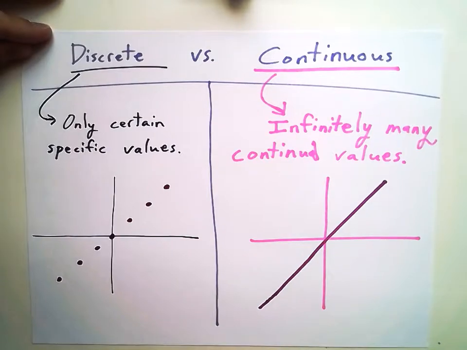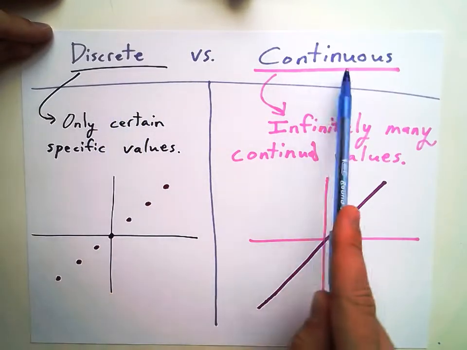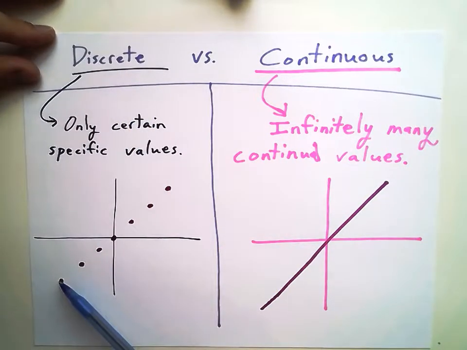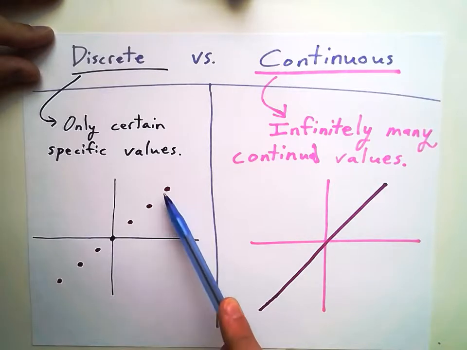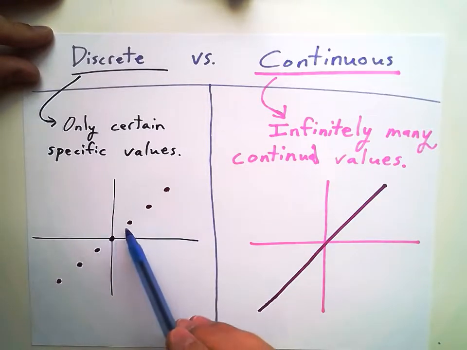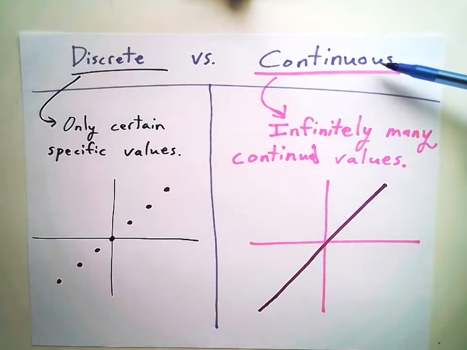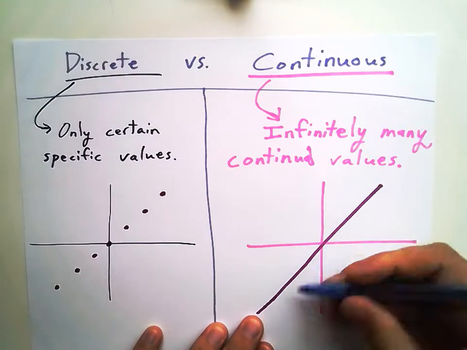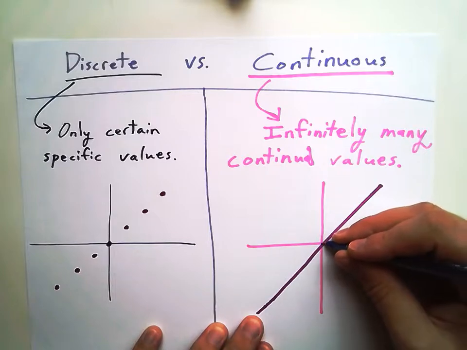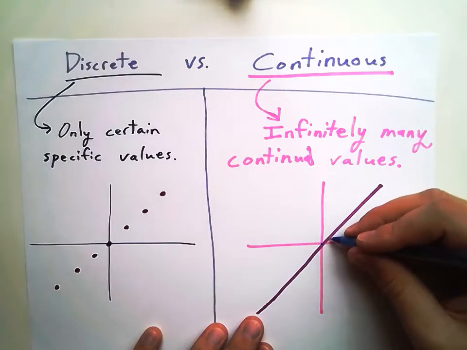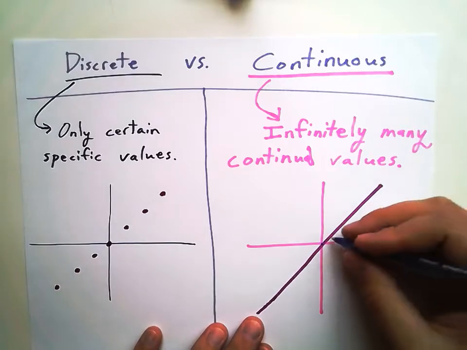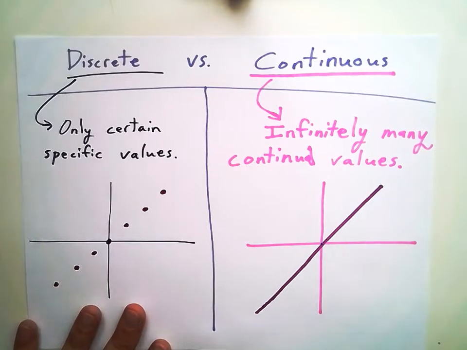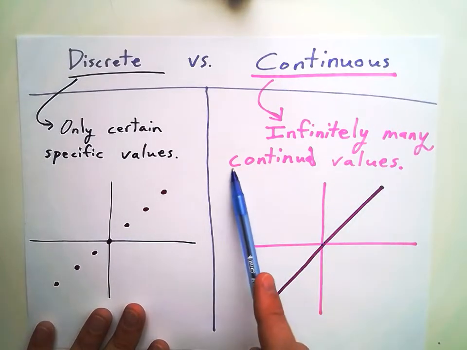Okay, and one last thing on your notes is what's the difference between discrete and continuous? And the difference is discrete, you only got certain specific values. So if you graph it, it'll just be dots at different parts on the graph. Continuous, it's continually at any point along this line. You could go at 0.001, at 1 3/4. You could go anywhere along the line. Any x value in there you could plug in. So it's infinitely many continual values.